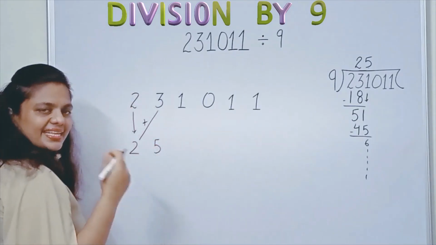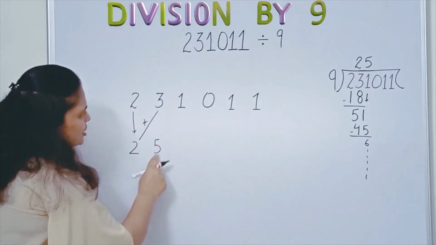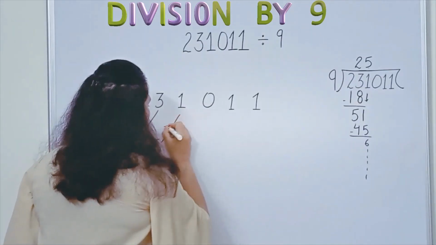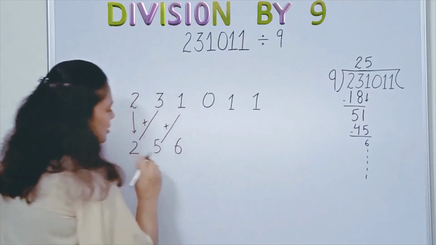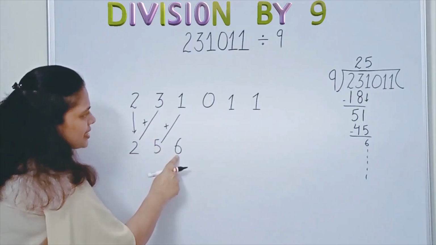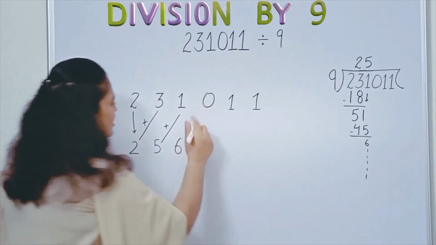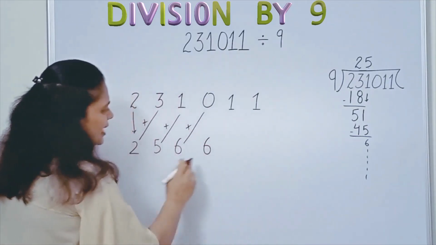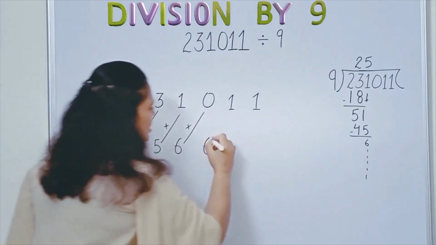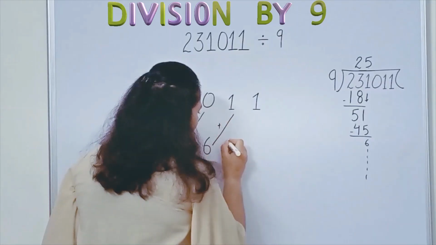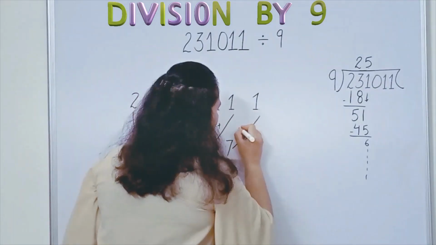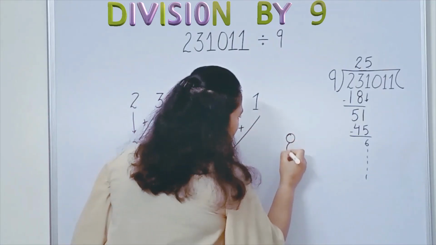Alright, now the next step is to add this digit with the third digit of the number, that is 5 plus 1, which is 6. Now the next step is to add this number with the fourth digit of the number, that is 6 plus 0, which is 6. Okay, then 6 plus 1, which is 7. Now, last but not the least is 7 plus 1, which is 8.